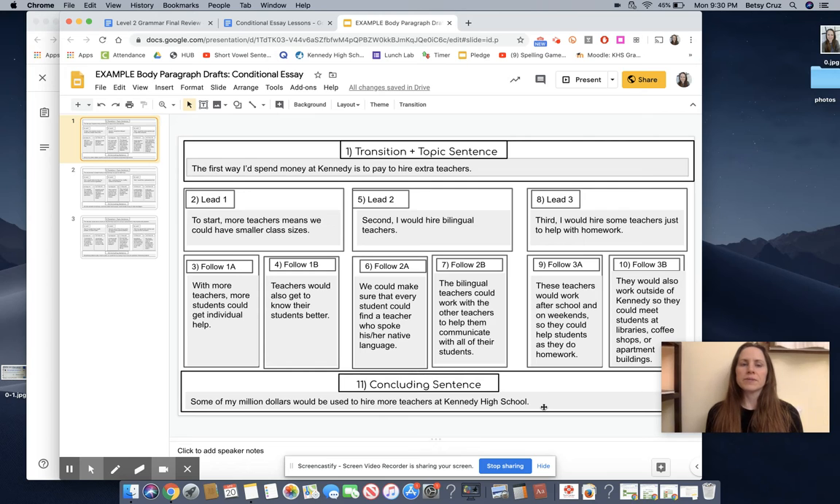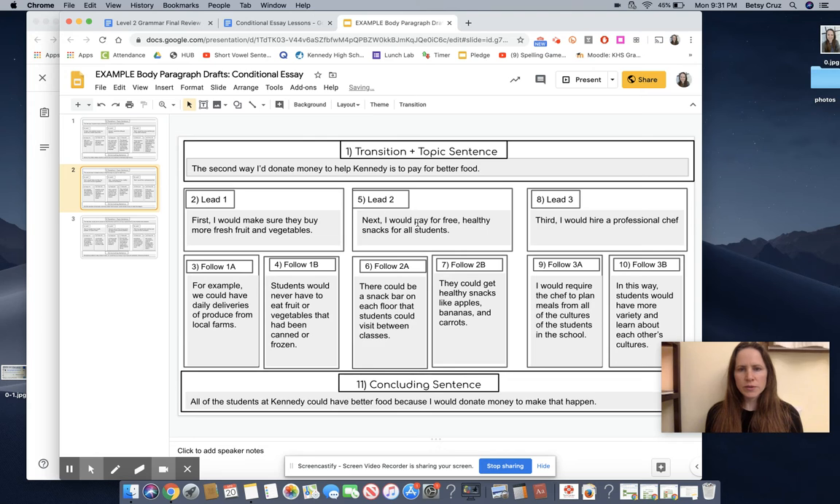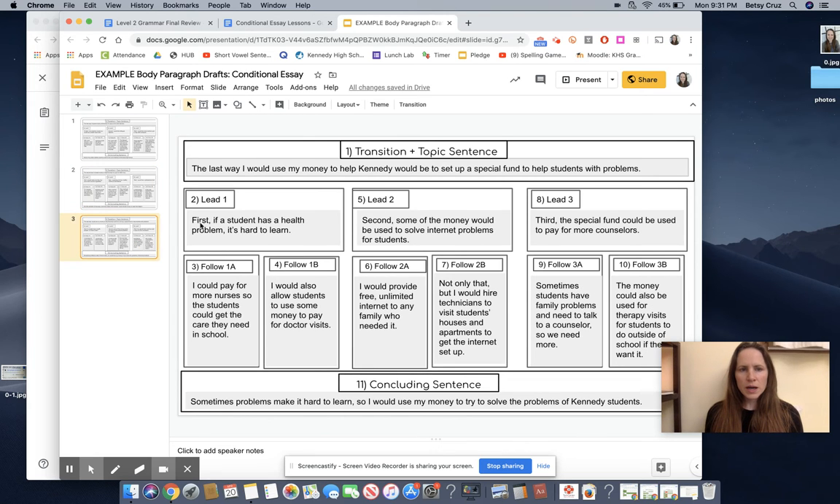Okay, that's good. When you get to your leadoff sentences, you're going to use transitions again. So I did to start, second, third. You can use first, second, third. Over here on my second one, I said first, next, third. And my last one, I said first, second, third.